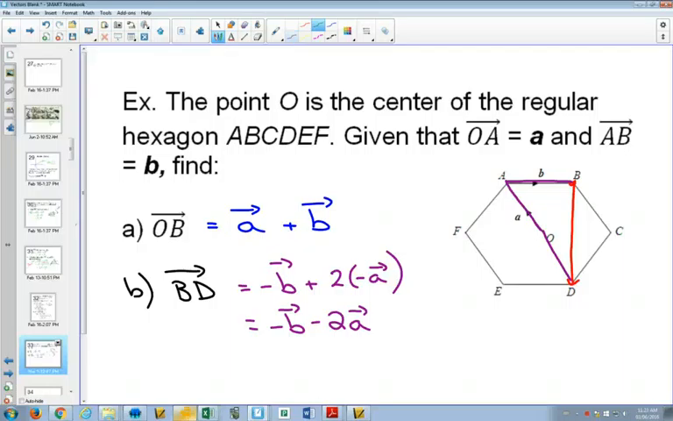Maybe you thought of going from B to C first, and because that's the same direction, can you see that that's negative A? And then going from C to D, which is the same as negative OB, which we figured out to start with. And if you added those together, again, you'd get negative 2A minus B. So depending on which pathways you decide to use would be how you'd set this up. But either way, you'd get that as your answer.